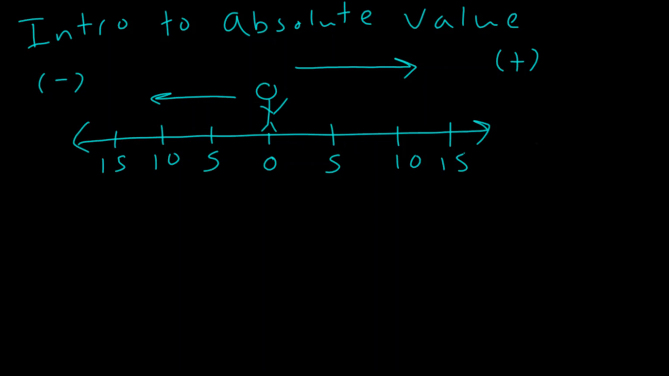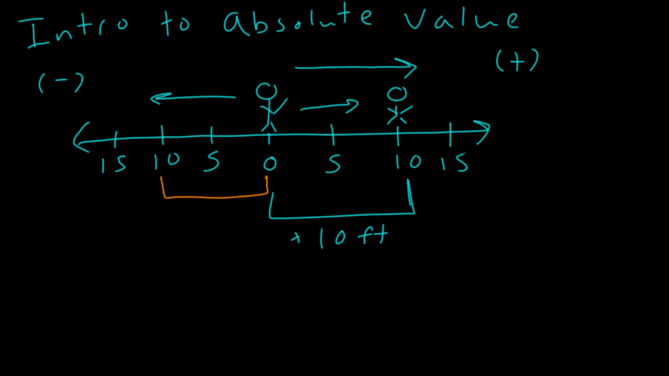However, let's say that they walked on over 10 feet, and I asked you, how far did they walk? Well, you would say, Mr. Hastings, that's pretty easy. They walked 10 feet to the right. And if I were to ask you if that's positive or negative, you would say it is positive. However, what if they walked 10 feet to the left? Would you say that they walked a distance of negative 10 feet? Would that make sense to you? And the answer would be no.